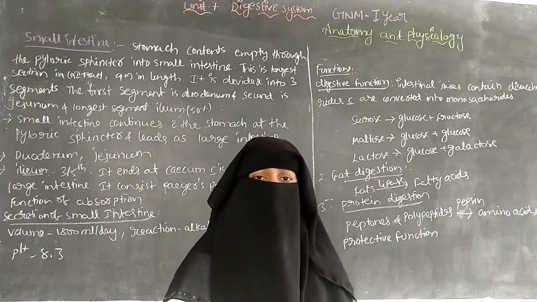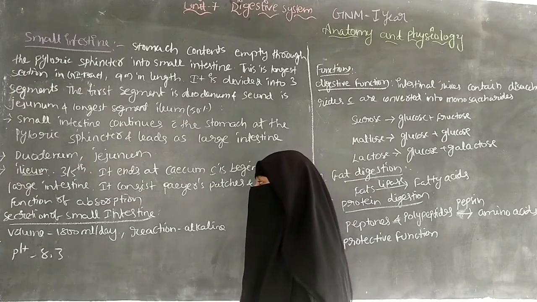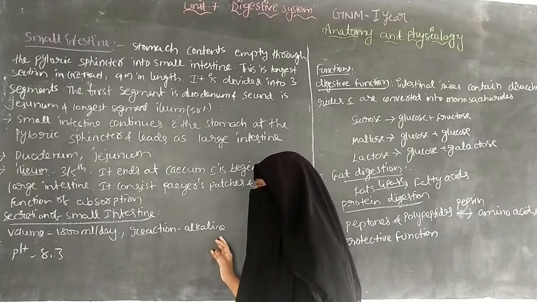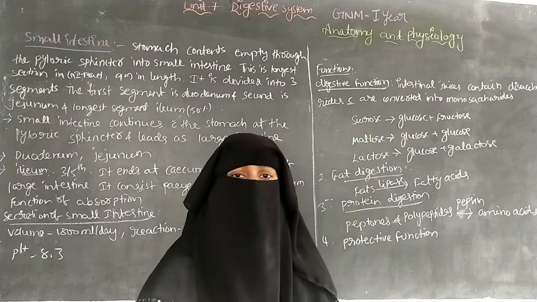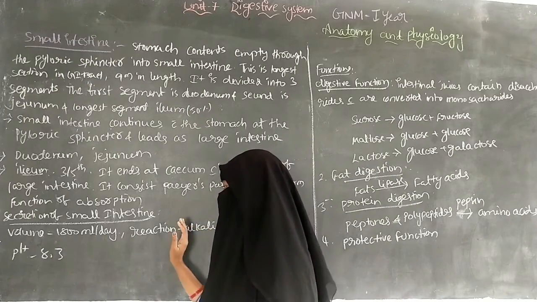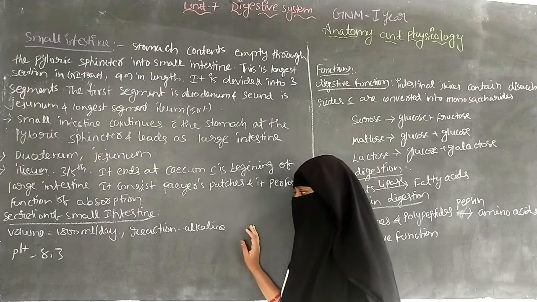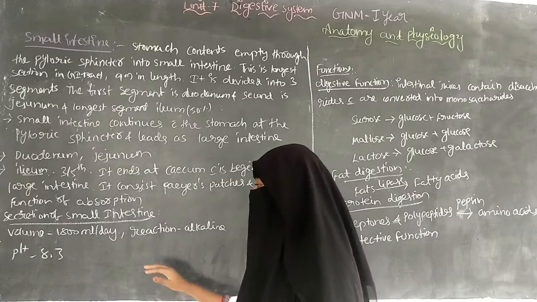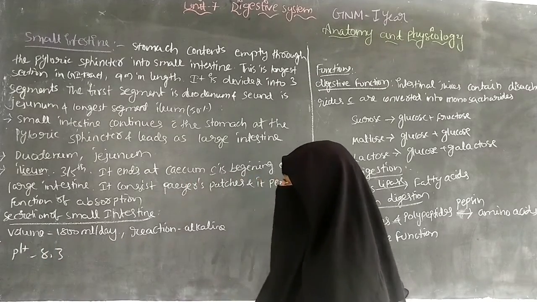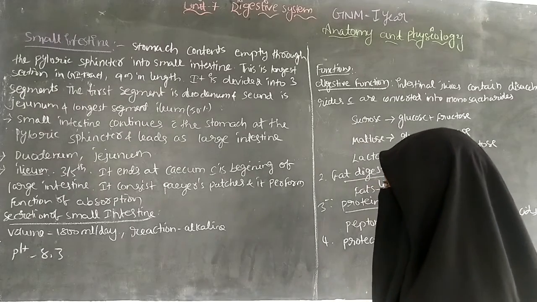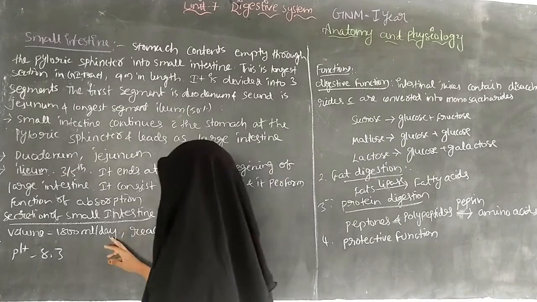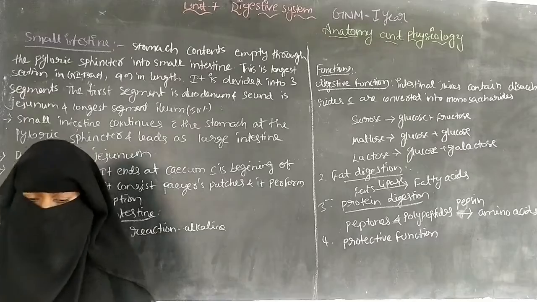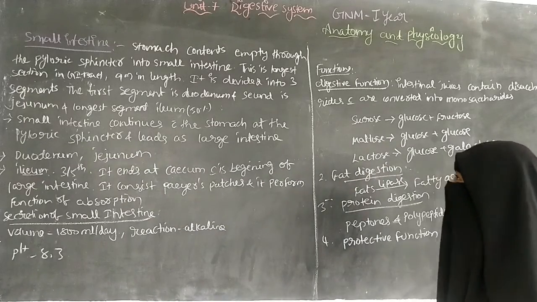Daily, 1800 ml of secretions are released by the small intestine, and the reaction becomes alkaline, like a salty taste. The pH of this secretion is 8.3. So the secretion volume is 1800 ml per day, the reaction is alkaline, and the pH is 8.3. The next one is the functions of the small intestine.